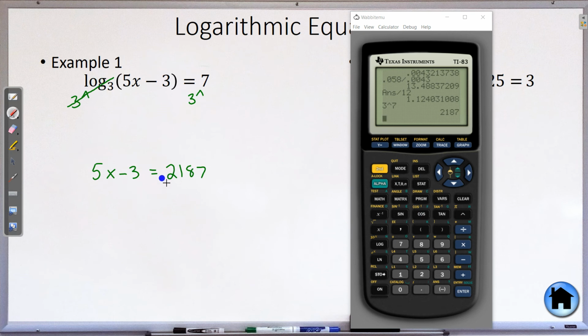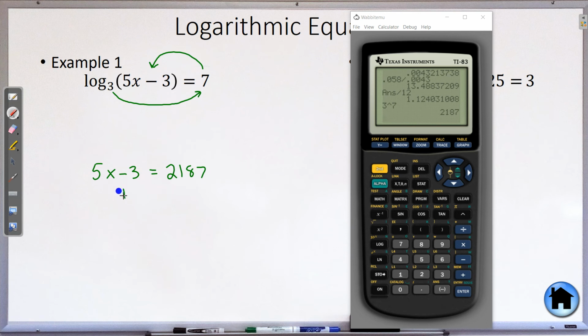Now, if that looked a little weird to you, there's another way of thinking about this. Remember our definition of log. You could also take 3 to the power of the other side, which is 7, is equal to the inside. And hopefully you can see you would get the same thing. 3 to the power of 7 on one side, that's this number, is equal to the inside, which is 5x minus 3. So either way you think about that, it does work.